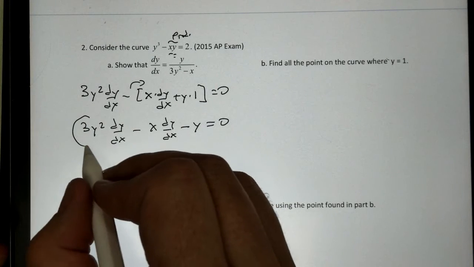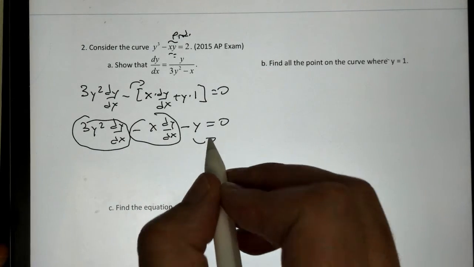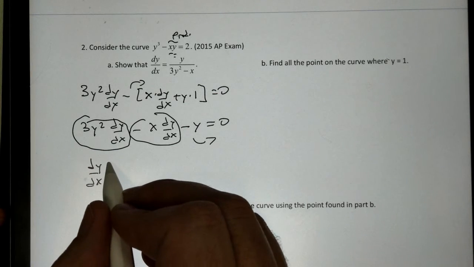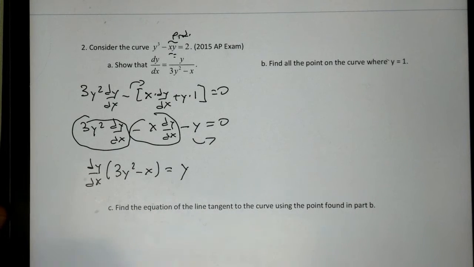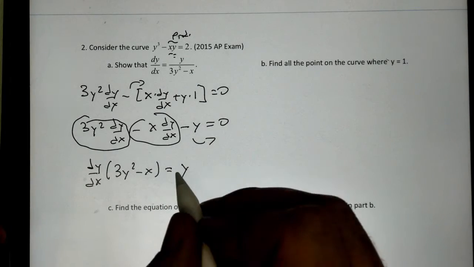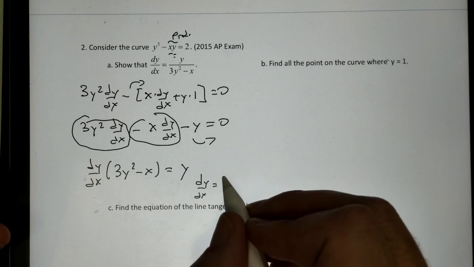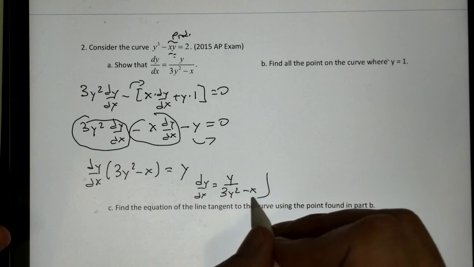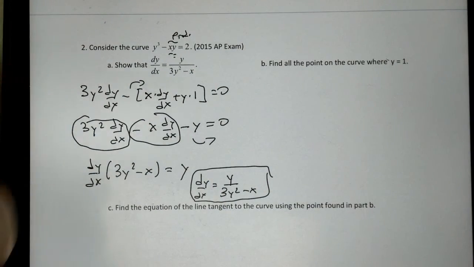So we can probably go a little bit faster here. Anything that has a dy/dx will stay, but I'm going to bring that y over because it doesn't have one. Factor out the dy/dx. We get 3y squared minus x, and that's going to equal y. Solve for dy/dx, divide by our 3y squared minus x, and we get y over 3y squared minus x. And if you notice, we do get exactly what we started with, okay, which is what you want.